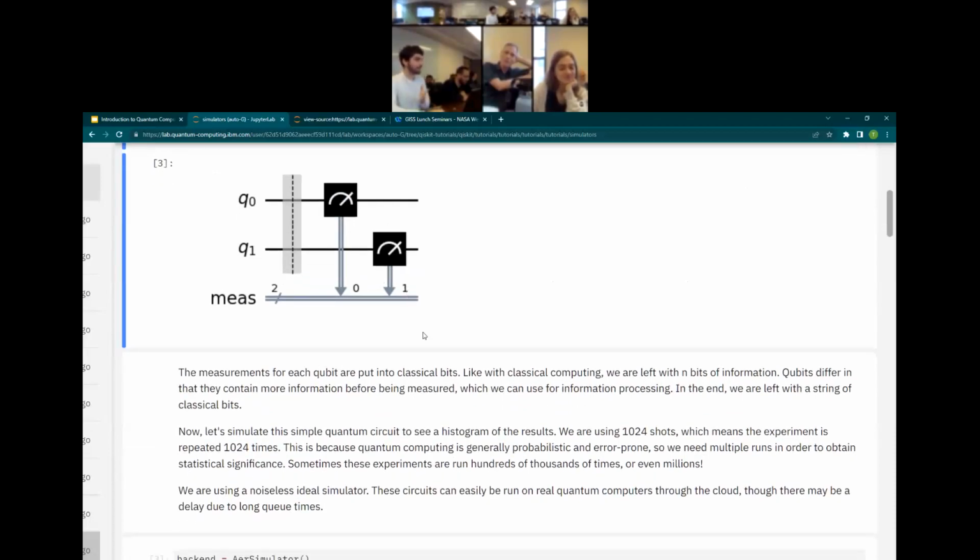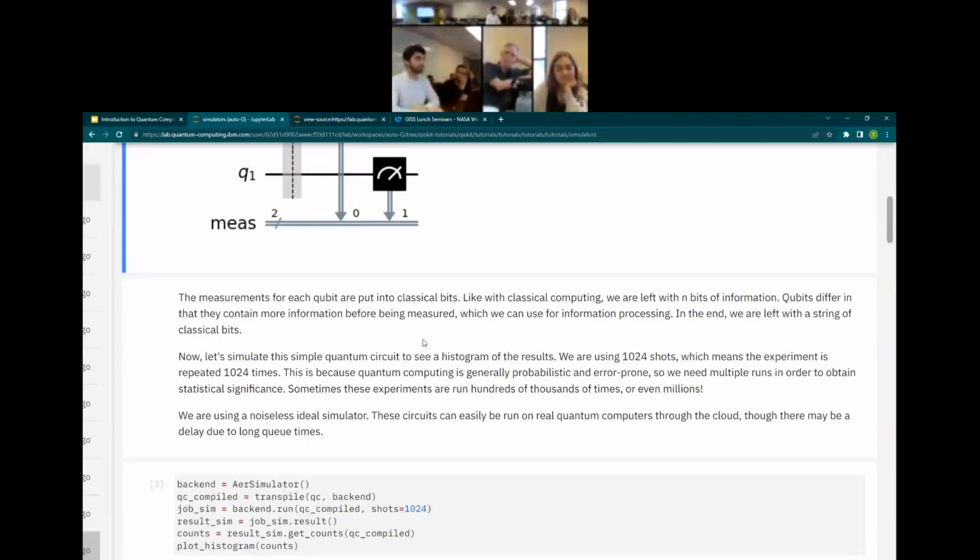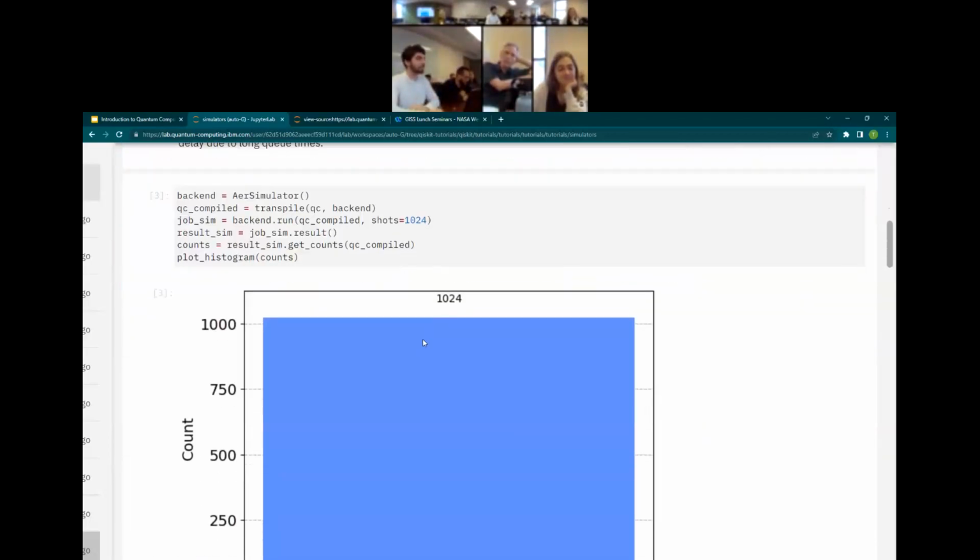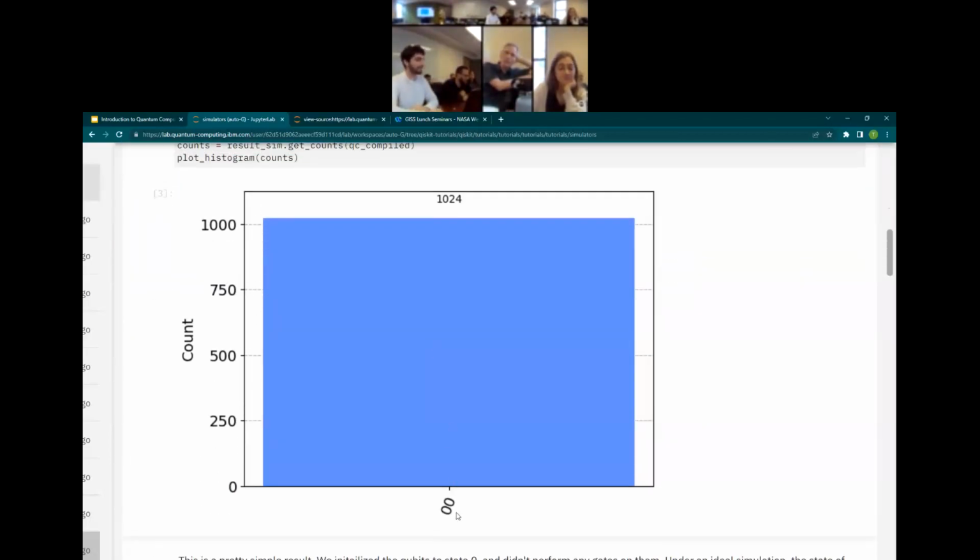Let's simulate this quantum circuit, which again still has no quantum gates in it, but you can measure an initialized qubit just on its own. So you're expecting 0 and 0. Correct. Wow, yeah. But since they're quantum, maybe not, right?